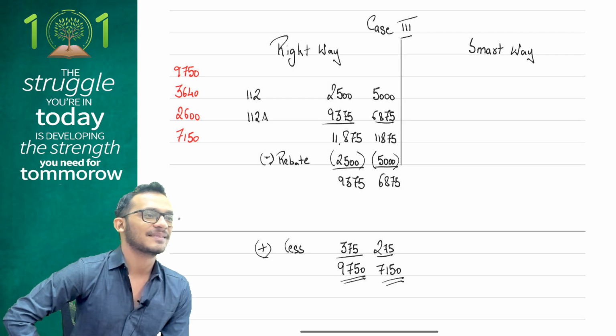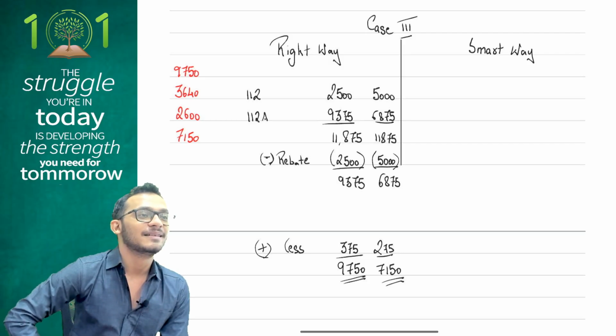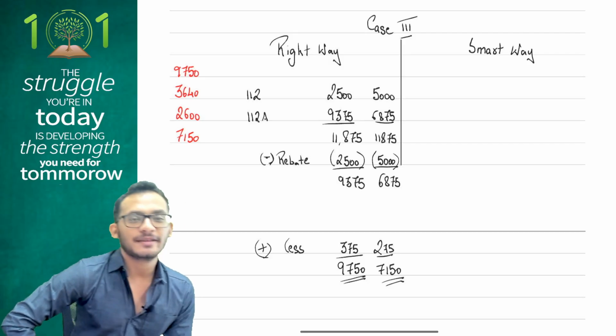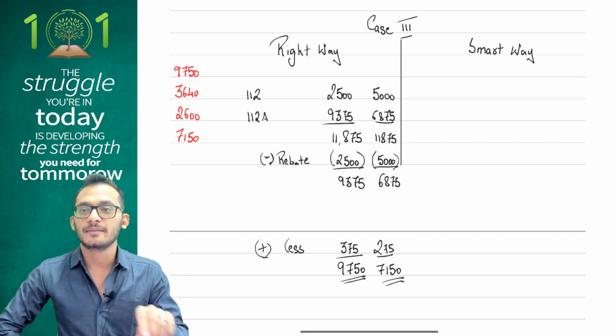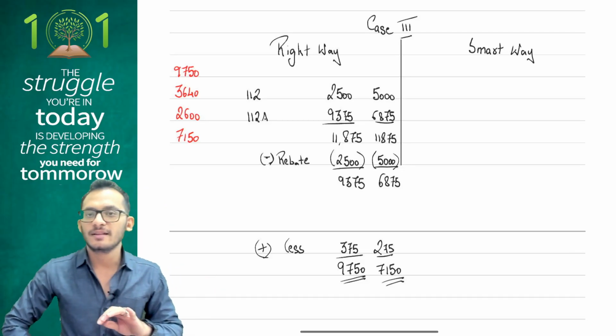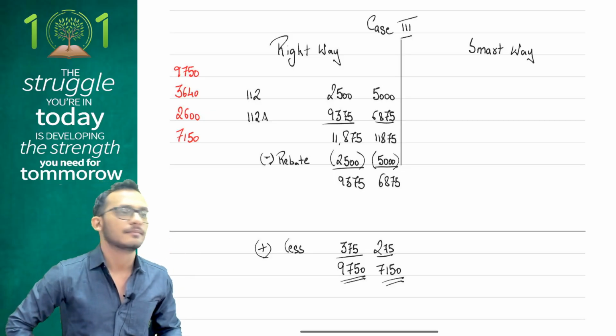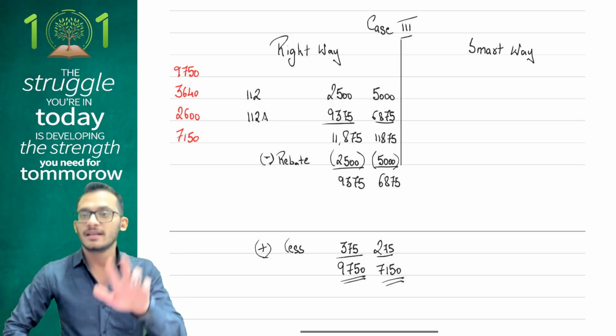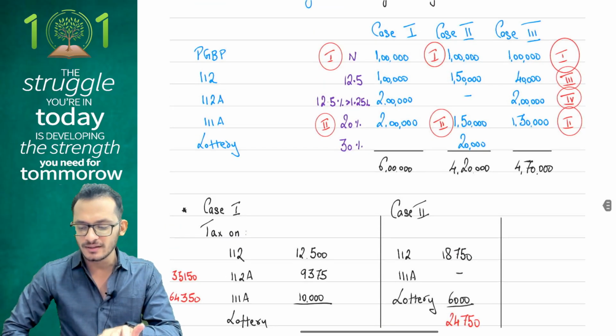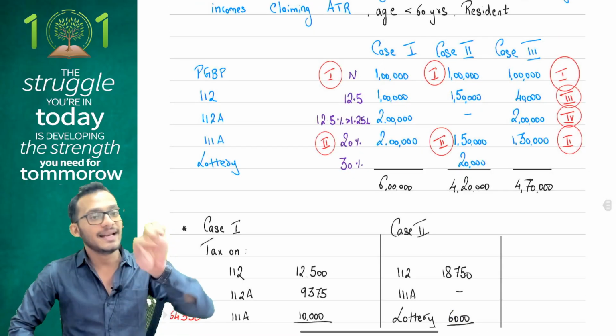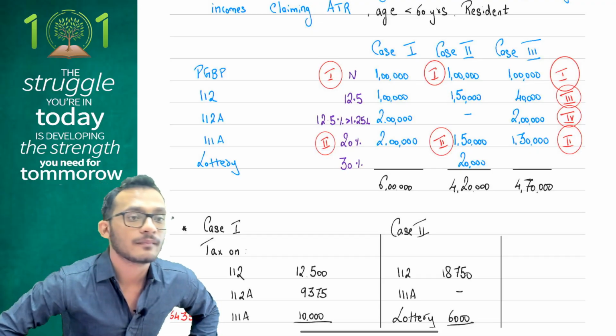People, what am I trying to do? I'm trying to claim my rebate of 12,500. Which means I need to now know which incomes will give me that rebate of 12,500. Agreed? Yes, I'm trying to understand which incomes will give me the rebate of 12,500. Tell me, out of the 3 incomes which I have, on which incomes can I claim a rebate of 12,500?